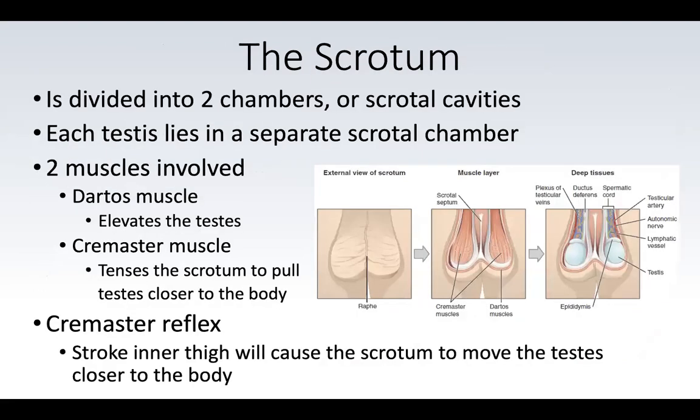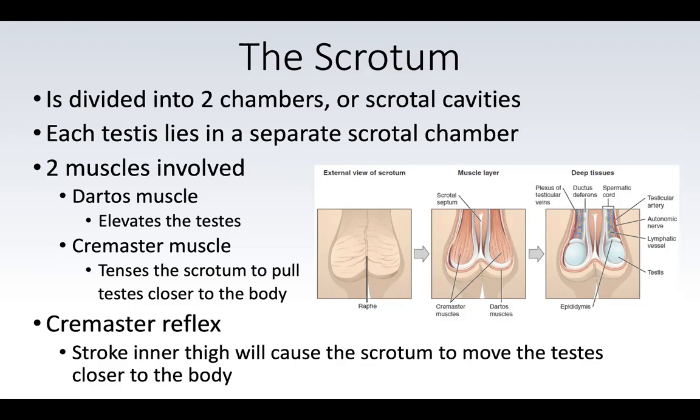This brings us to the scrotum. The scrotum has two chambers, separated by a skin fold right here, known as the raphe. There are two muscles involved, one of which is the dartos muscle. The dartos muscle is a smooth muscle found in the scrotal sac, which is comprised of skin. The smooth muscle is what will elevate the testes to help make sure the testes are always at an optimal temperature in order to support spermatogenesis.